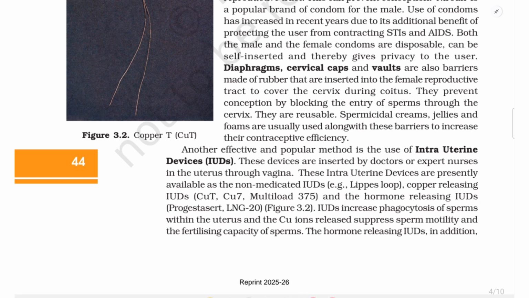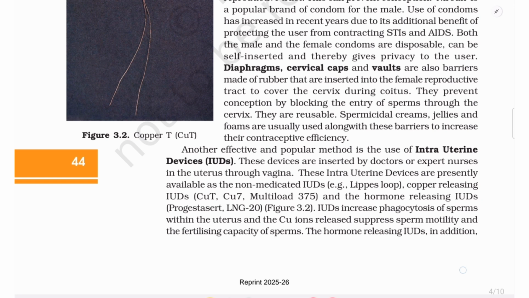Another effective and popular method is the use of intrauterine devices, IUDs. These devices are inserted by doctors or expert nurses in the uterus through the vagina. These intrauterine devices are presently available as the non-medicated IUDs, for example Lippes loop, copper releasing IUDs, for example CuT, Cu7, Multiload 375, and the hormone releasing IUDs, for example Progestasert, LNG-20, figure 3.2.